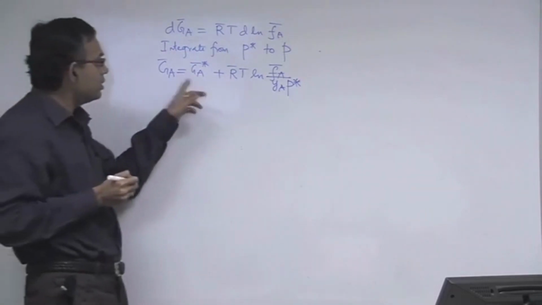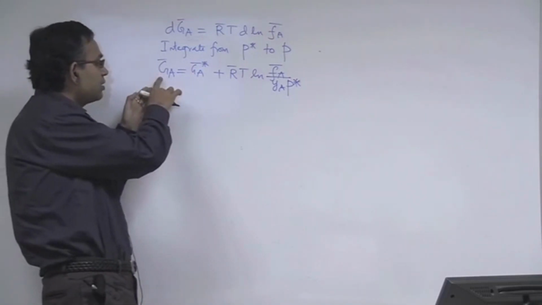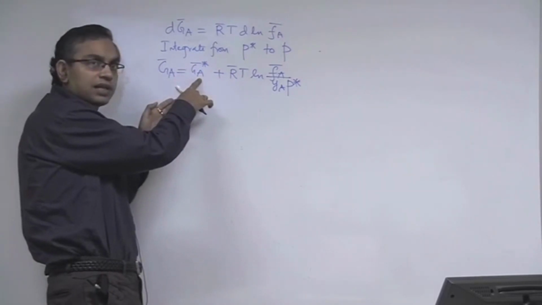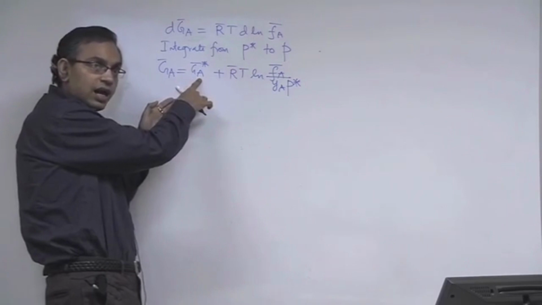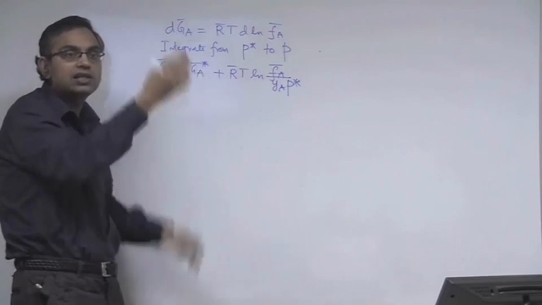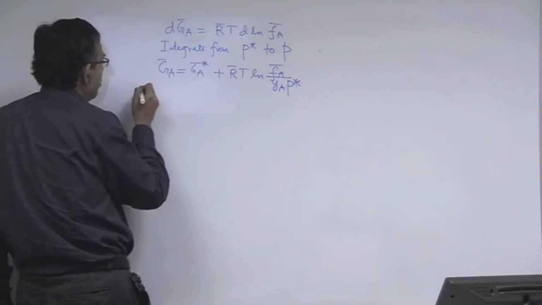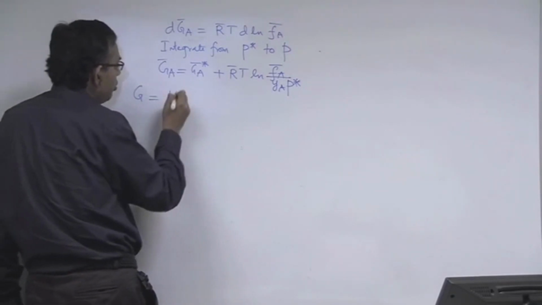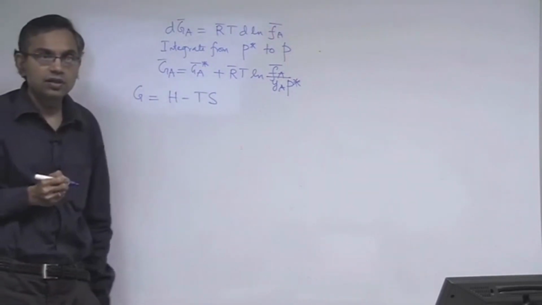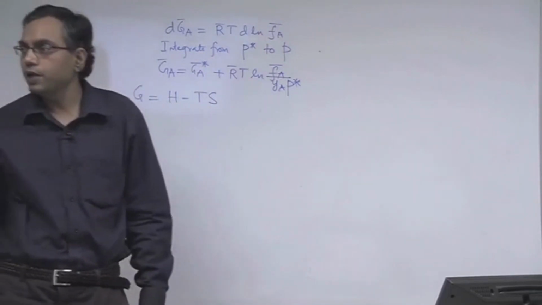Okay. Now we will calculate. So what is our strategy? We have transferred the quantity G bar A from this state expressed in terms of an ideal gas state, and this ideal gas state now we will write in terms of molar quantities instead of partial molar quantities. So now what is G? G is equal to H minus TS, that is the definition of G. No matter what, whether it is mixture or single component or whatever, G is H minus TS.